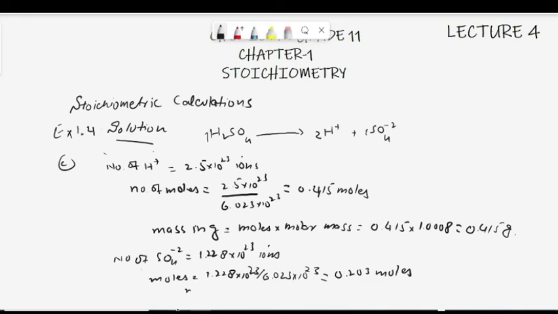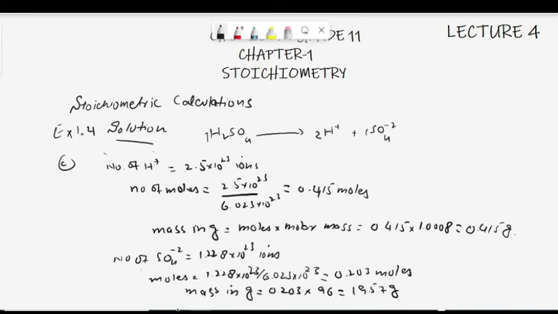And now you have to convert the number of moles into grams. So mass in grams is equal to the number of moles, that is 0.203 multiplied by the molar mass, that is 96. This is equal to 19.57 or 19.6 grams.